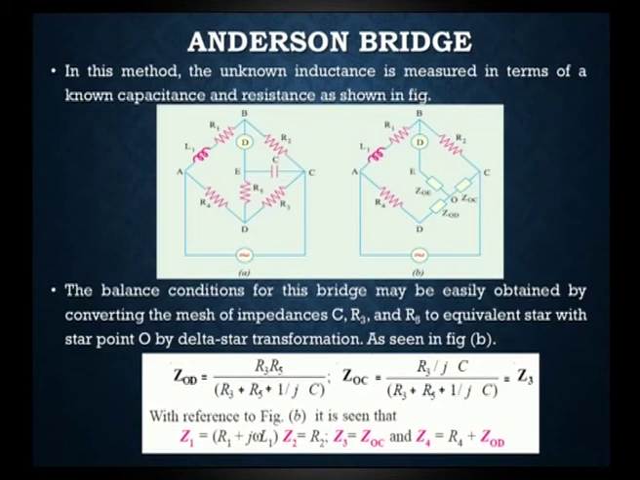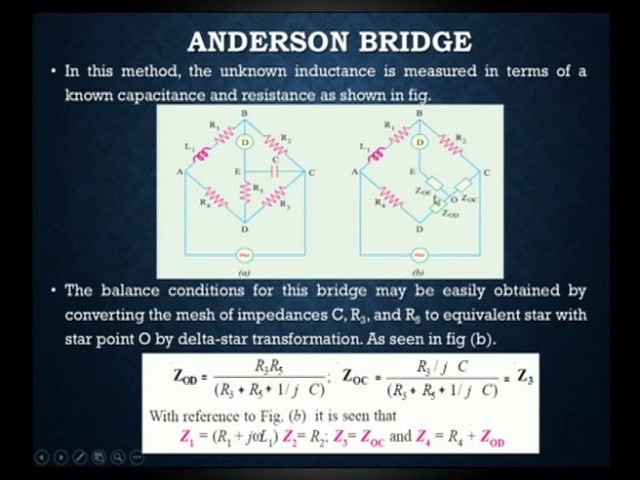In this method, the unknown inductance is measured in terms of a known capacitance and resistance. This is the connection of the Anderson bridge, and it has a delta connected network, that is C, R3 and R5 form a delta connected network, which can be converted into star connected. Like this we can convert this in a star fashion.